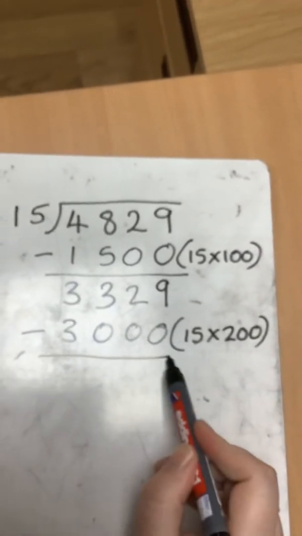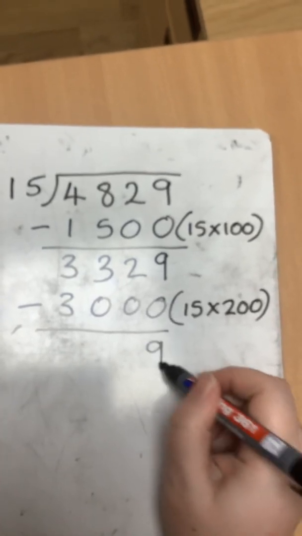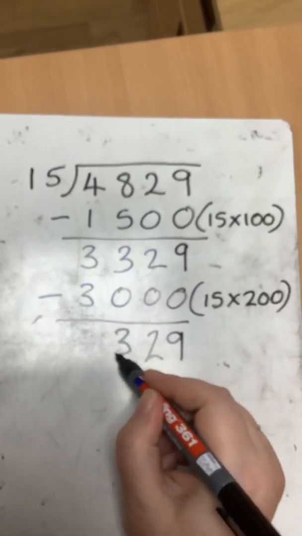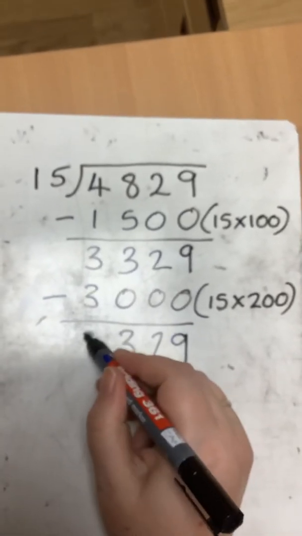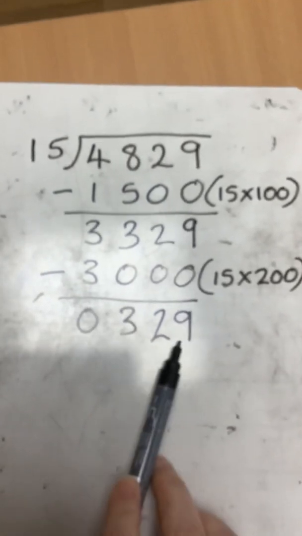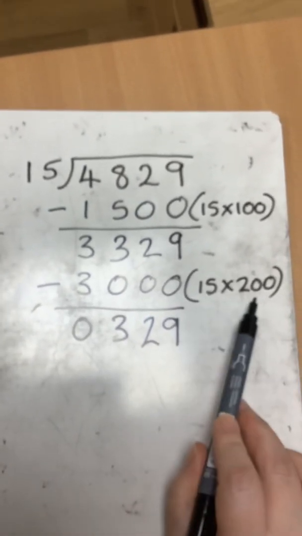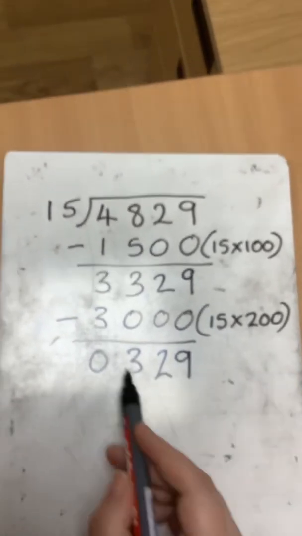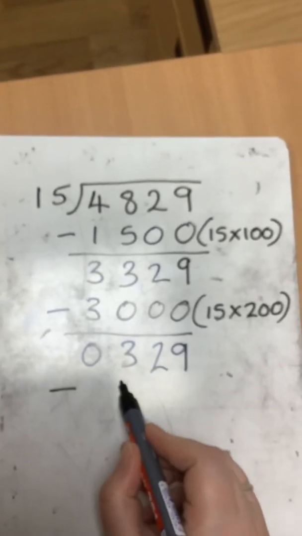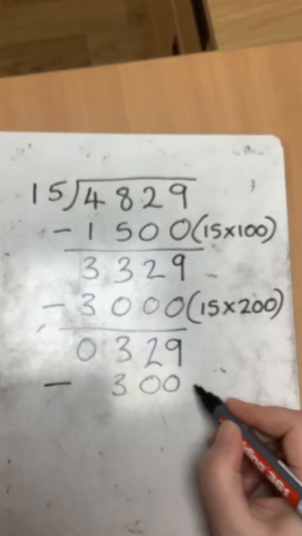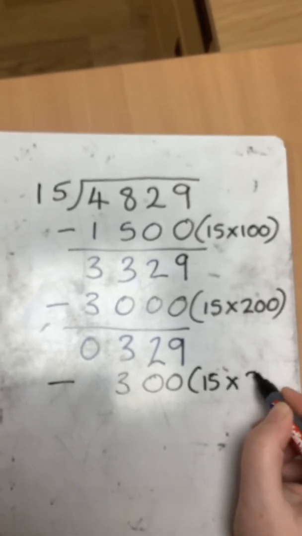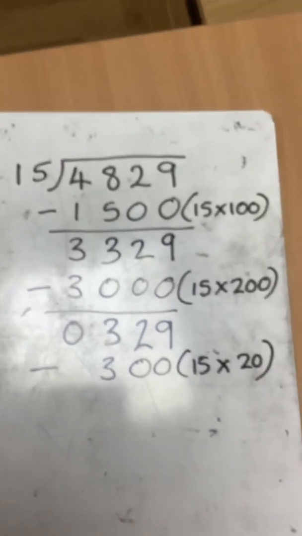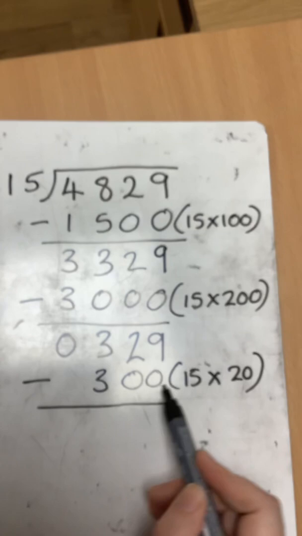I then subtract that number. 9 subtract 0 is 9, 20 subtract 0 is 20, 300 subtract 0 is 300, and 3,000 subtract 3,000 is 0. So now I've got 329. Well, I knew that 15 times 200 took away 3,000, made that size of group. So now I'm going to take that knowledge and subtract 300 because actually 15 times 20 is 300, and I've used my understanding from my place value and my multiples over here. So now I can subtract that 300.